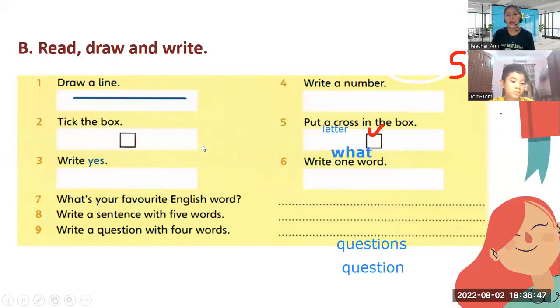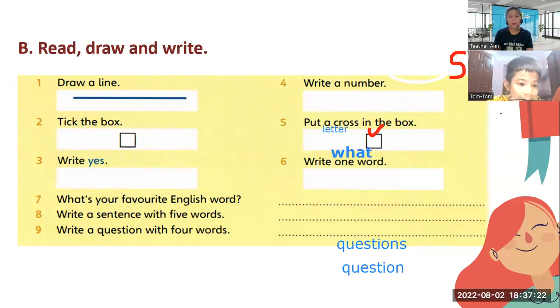So here, look at this, Tom Tom. We only have 3 minutes left. You have to read, draw, and write. Check the box. Number two, look at. Please follow. Please check the box. Here, number two, Tom Tom. Check the box, number two.